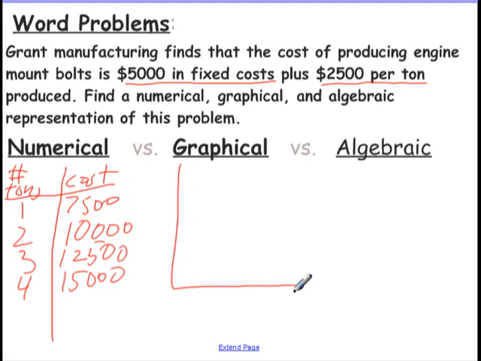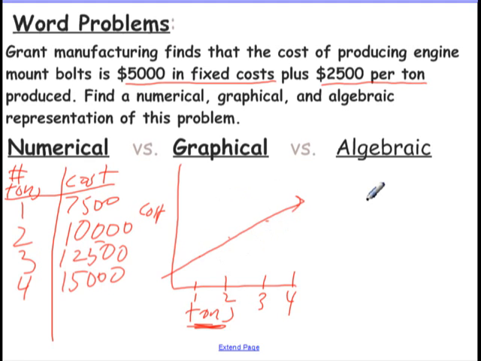Another way to explore this kind of situation is graphically. What's changing are tons, and what that's impacting is cost. So the independent variable is the tons, and the cost depends on the tons. Maybe 1 ton would be here at 7,500, and 2 tons would be up here, and you'd have to put a scale. But the idea is you'd be able to see from that it's increasing at a linear rate. So that's another way of modeling a situation.